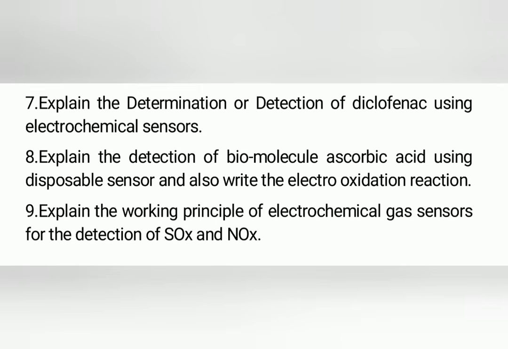The ninth question is explain the working principle of electrochemical gas sensors for the detection of SOx and NOx. These are the super important questions in first module. Then next I go to second module.